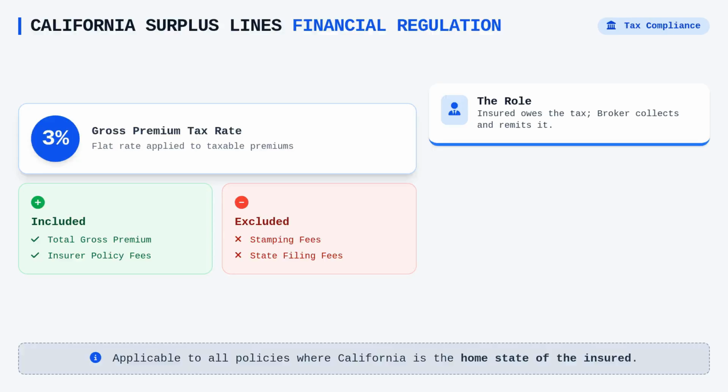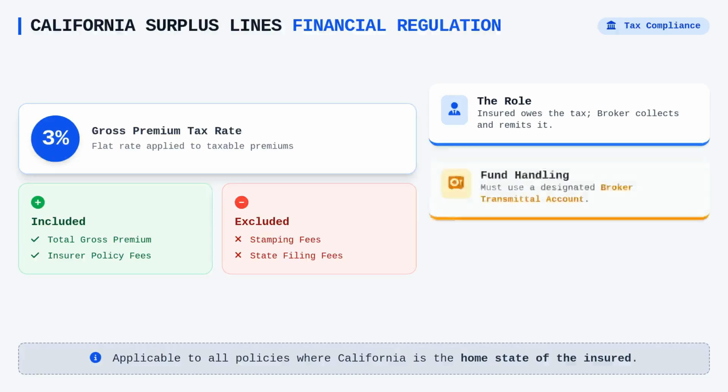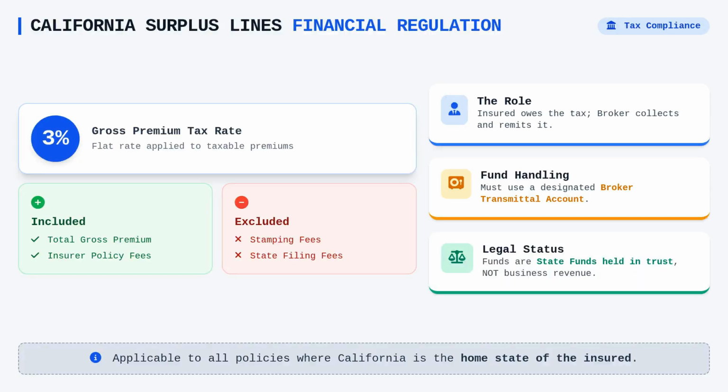It is important to note that this tax is a liability owed by the insured but collected and remitted by the broker. You must maintain these collected funds in a designated broker transmittal account, treating them as state funds held in trust rather than business revenue.